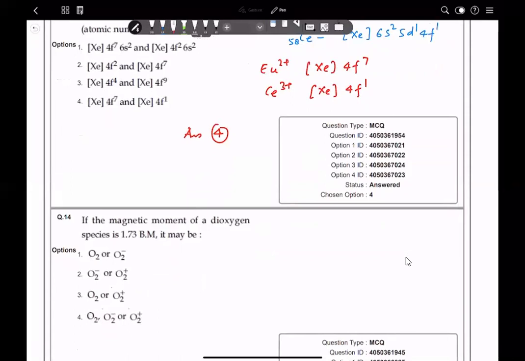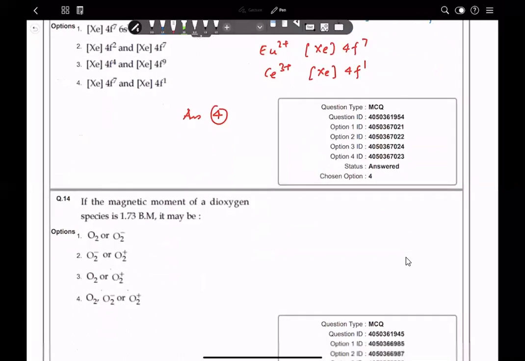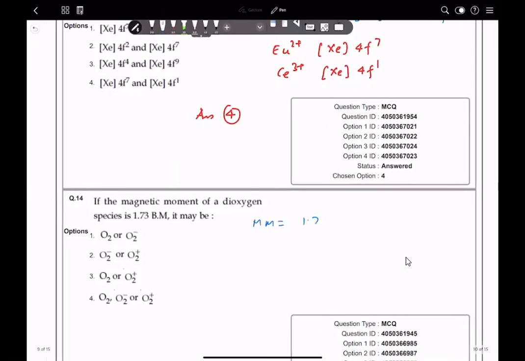Question number 14 is given: if the magnetic moment of the dioxygen species is 1.73 Bohr magneton, it simply means we have 1 unpaired electron. And if we have 1 unpaired electron, then it must be O2 minus, or you may say it is O2 plus.